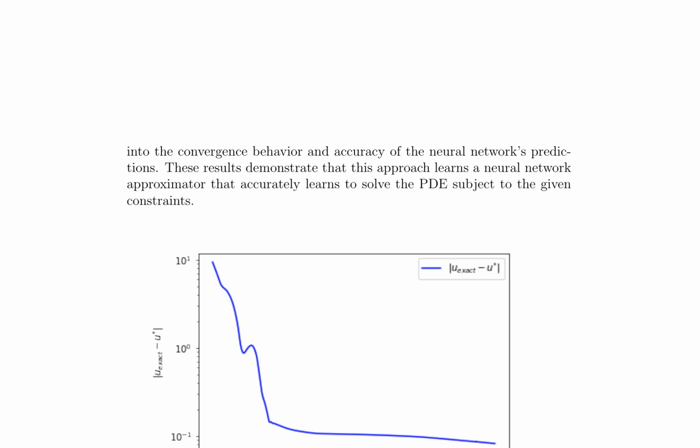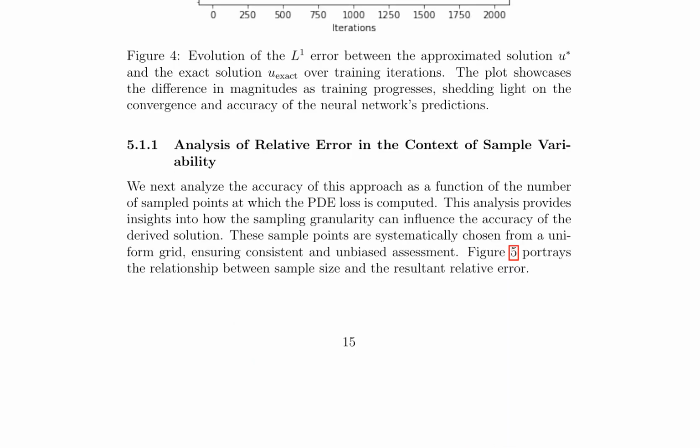The accuracy of a neural network approximator in solving partial differential equations, PDEs, is significantly impacted by the sampling granularity. The choice of sample points for computing the PDE loss can influence the convergence behavior and accuracy of the neural network's predictions. Figure 4 illustrates the evolution of the L1 error between the approximated solution U_θ and the exact solution U exact over training iterations, demonstrating the difference in magnitudes as training progresses. This showcases the convergence and accuracy of the neural network's predictions.